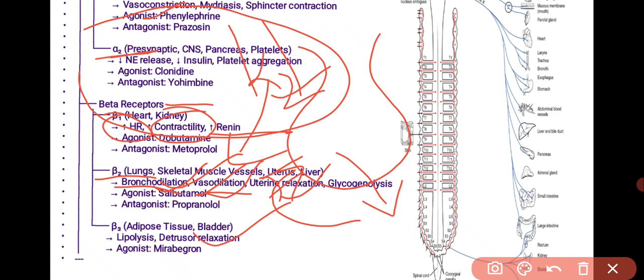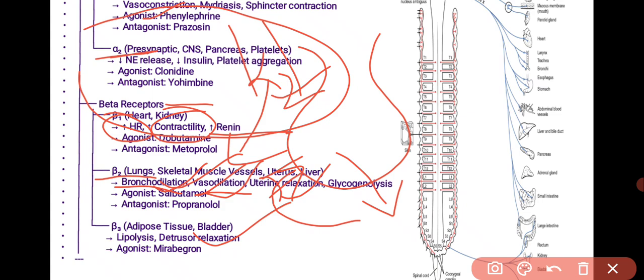All we require energy, so that's why glycogenolysis is promoted. For exercise, skeletal muscle has to be contracted, so that's why skeletal muscle contraction is promoted and vasodilation is promoted, and breathing is needed, so that's why bronchodilation is promoted. So all these are mediated through the beta 2 receptors.